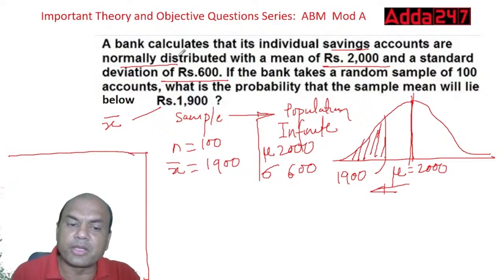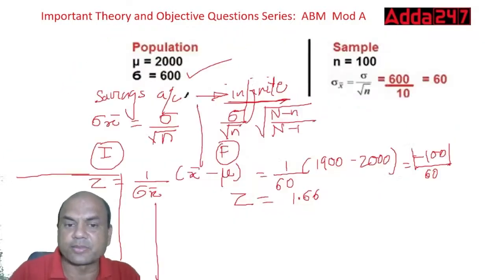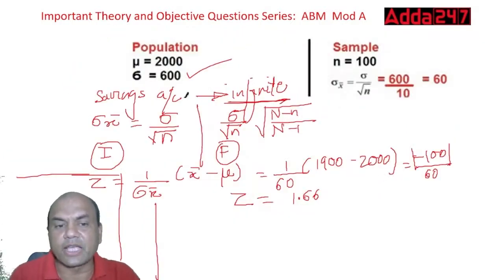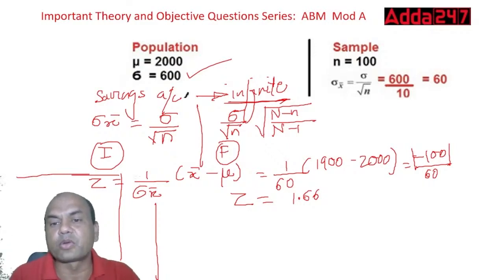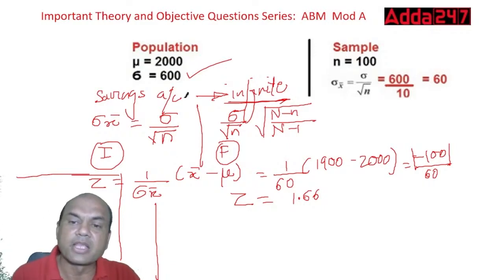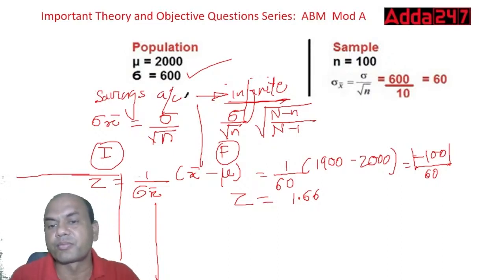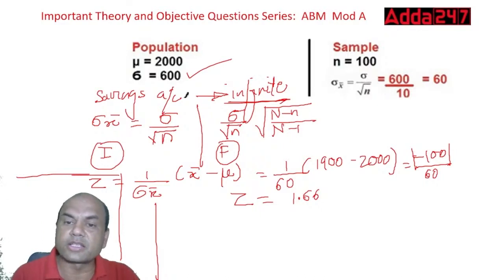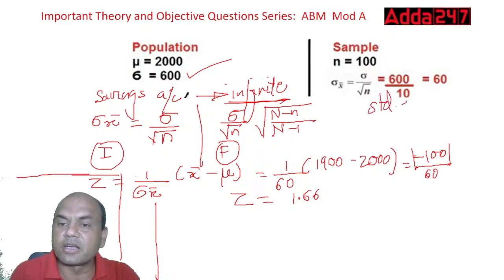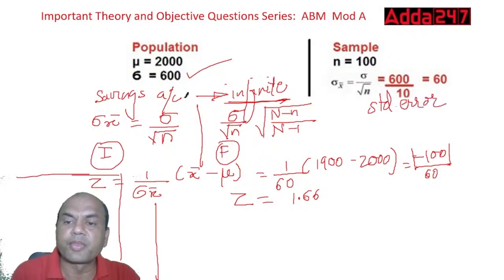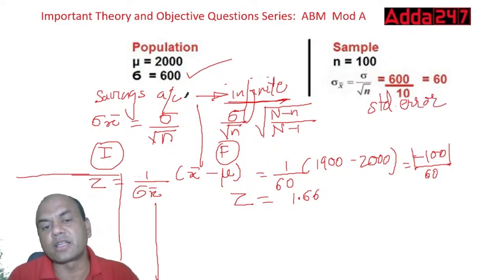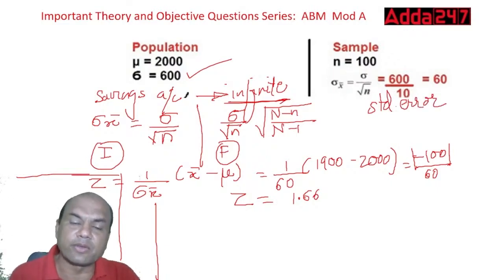Then apply the formula for psi x bar, which is psi upon root of n. If it's an infinite population, apply this. 600 upon 10, where 600 is psi, the standard deviation, and root of n is root of 100, so 10. So 60. You got it, psi x bar. This is known as standard error.